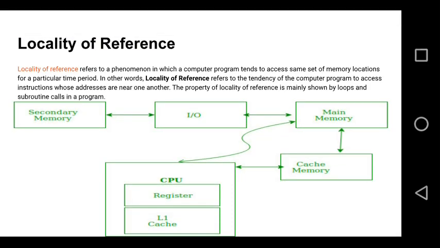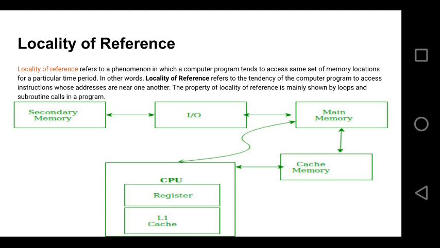Locality of reference is one kind of phenomenon in which the computer program tends to access the same set of memory locations for a particular time period. In other words, locality of reference refers to the tendency of a computer program to access instructions whose addresses are near to one another.